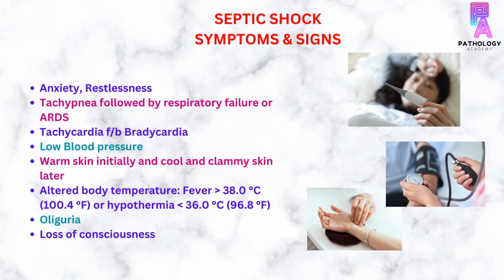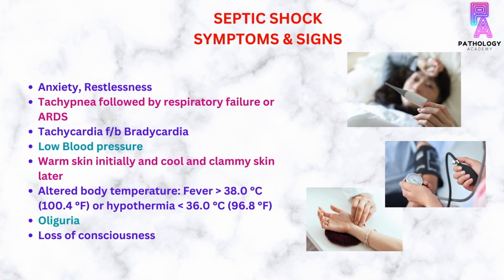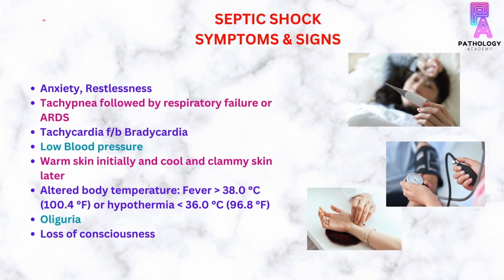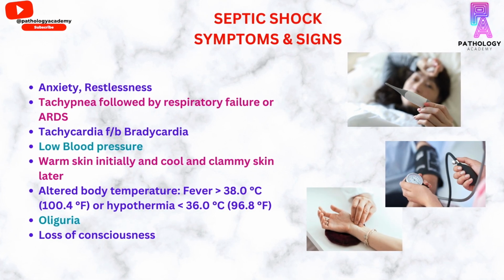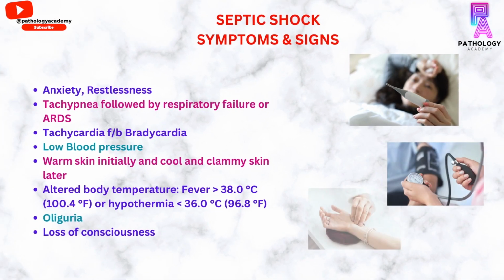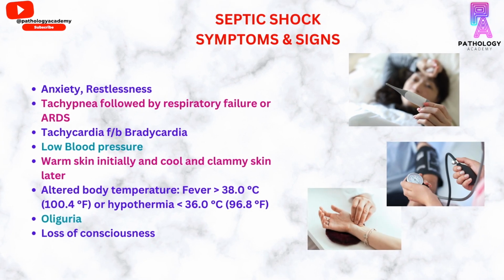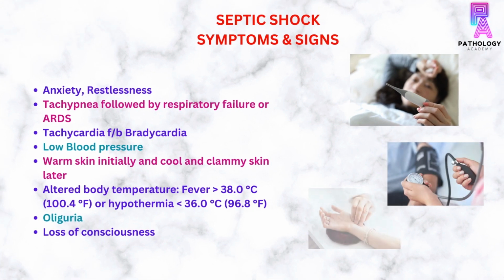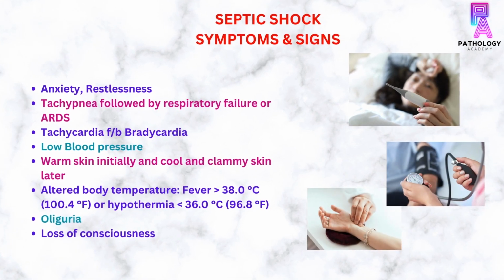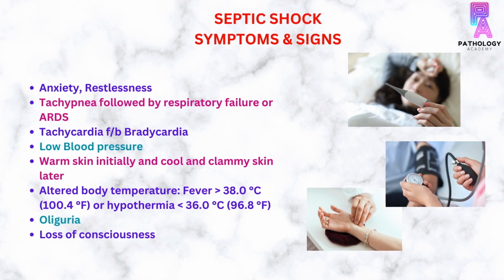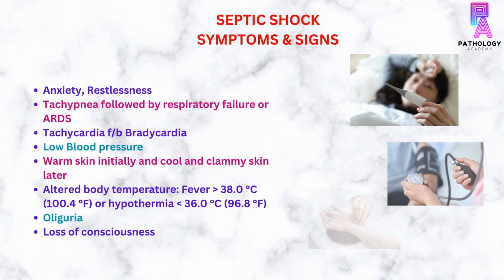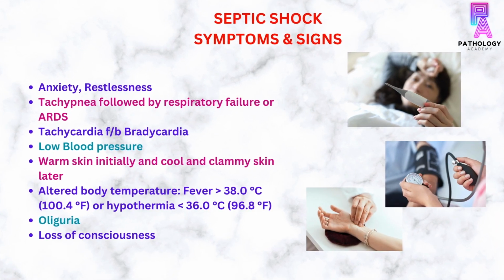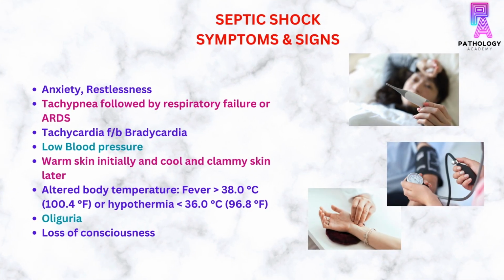The signs and symptoms of septic shock. The patient with septic shock may experience anxiety, restlessness, tachypnea followed by respiratory distress or respiratory failure. Initially, he will experience tachycardia, which is followed by bradycardia. The blood pressure of patients with septic shock is low. The skin will be warm initially, and later they can exhibit cool and clammy skin. The body temperature is altered. There could be fever or there could be hypothermia. The patient's urinary output is less and there can be loss of consciousness.